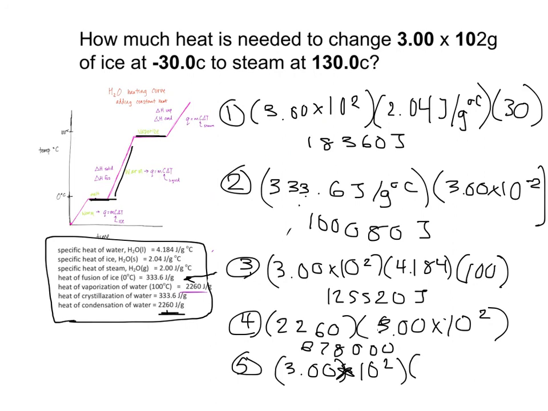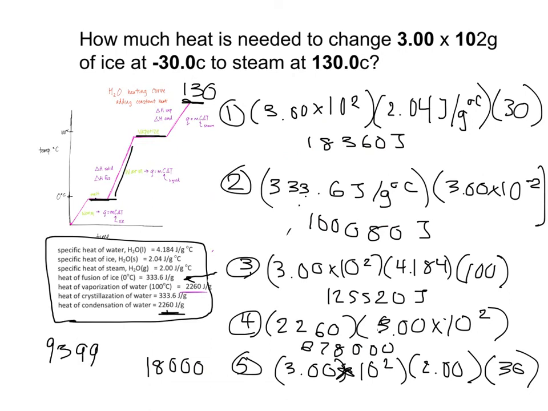Then the fifth equation, you will multiply 3.00 times 10 to the second times 2.00 times 30, and in doing so, you will get 18000. Once you get all the equations up to the number you are looking for, which was the 130, you add all of these numbers together. Once you add them all together, you get 939,960 joules, and that would be your answer.